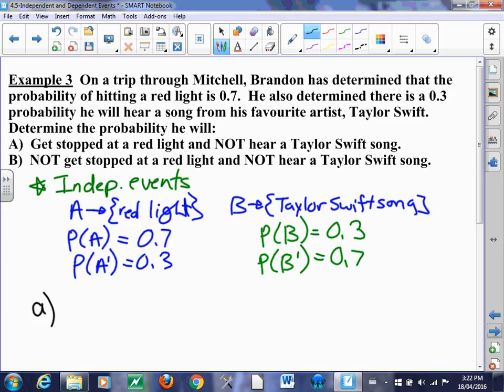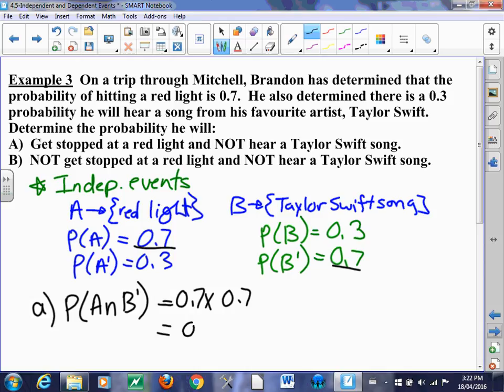A, because now we're going to combine them. What's the probability of him stopping at a red light, so that's A, and not hearing, so that's B prime? Everybody okay with that? So that's going to be 0.7 times B prime, which is 0.7. That equals 0.49. We'll do a therefore sentence in a second.